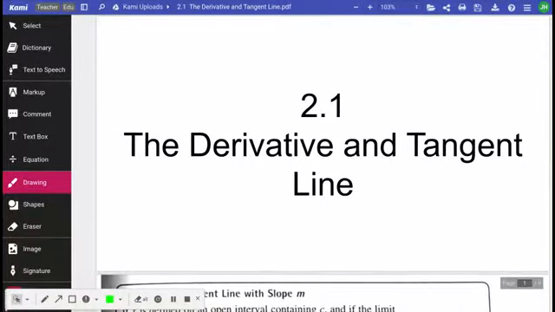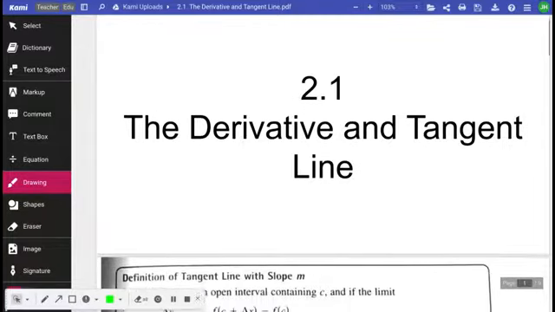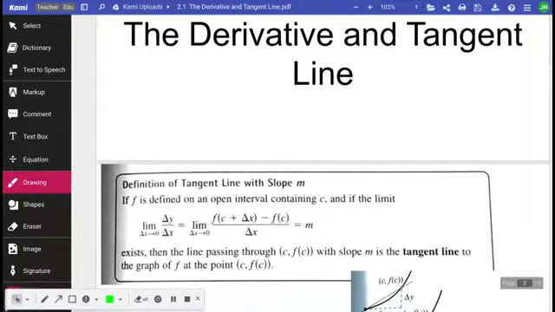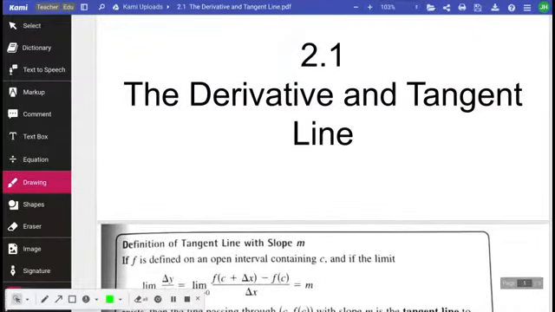Okay, so we are starting a new chapter, chapter 2.1, the derivative and the tangent line. This will be the first set of homework and assessment that will go into your second nine weeks. All right, so we're going to start with something called the derivative and the tangent line.